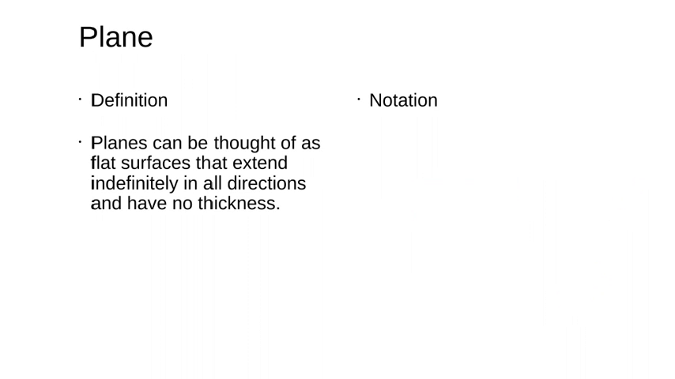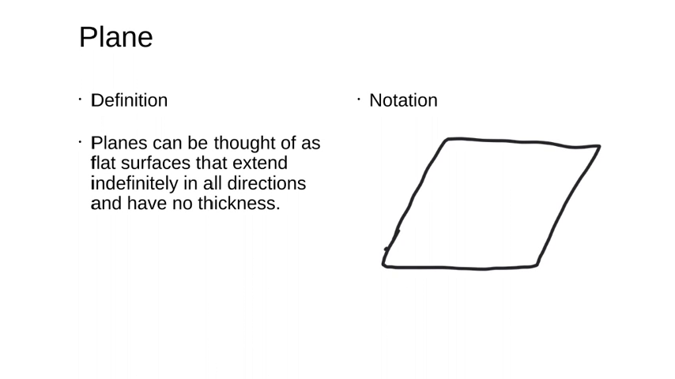Alright, planes can be thought of as flat surfaces that extend indefinitely, so forever and ever and ever in all directions, and they have no thickness. So we think of planes as things like pieces of paper, walls, the floor, the countertop, but in reality planes are flat, but they go forever and ever. In a textbook or on a worksheet, they'll usually look kind of like this, kind of like a wonky square. And they really do go in directions forever and ever. They go left, they go right, they go up, they go down. But they'll look kind of like a wonky square.